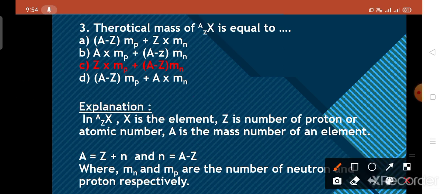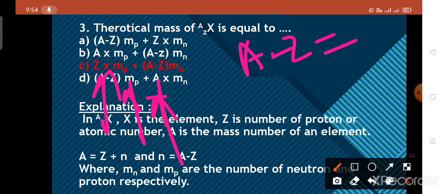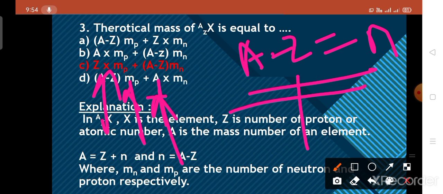So here Z is the number of protons, so we have to multiply it by the mass of a proton, plus A minus Z, which is equal to N, the number of neutrons, so we have to multiply it by the mass of a neutron. So this is the correct option.